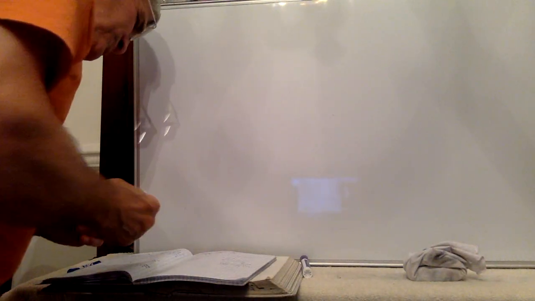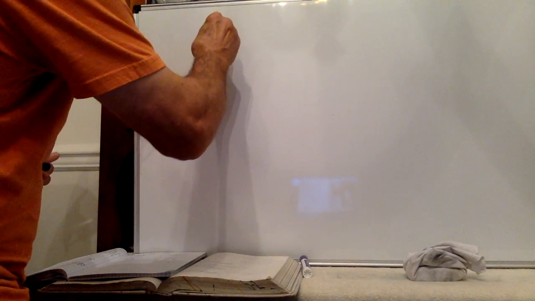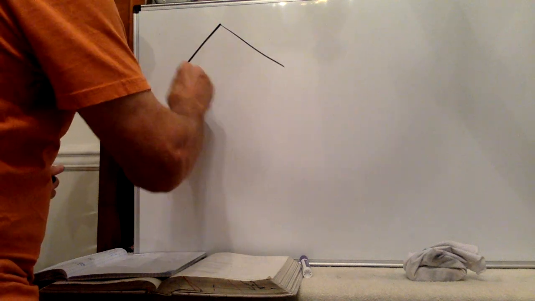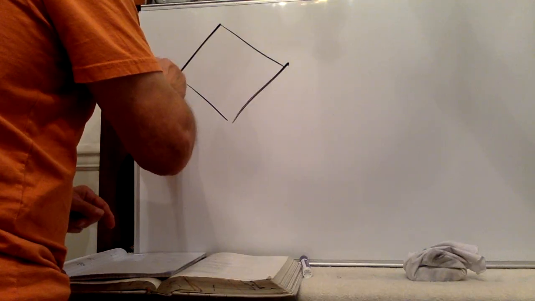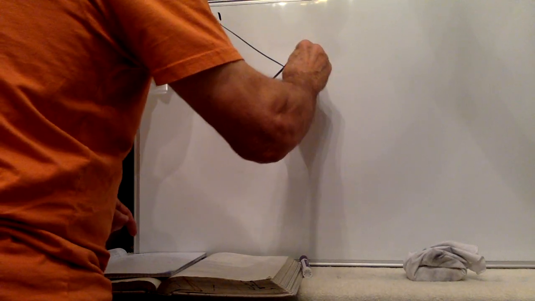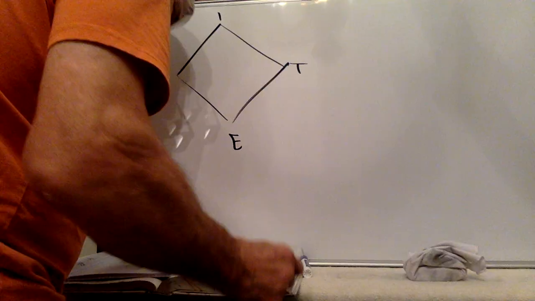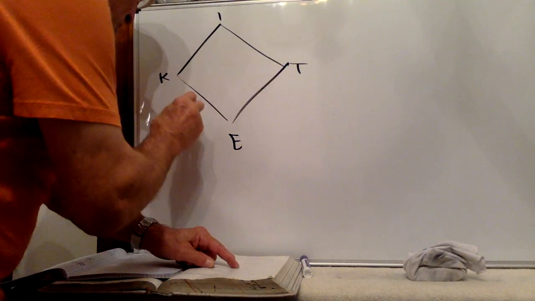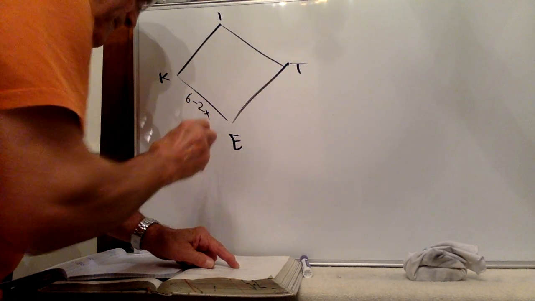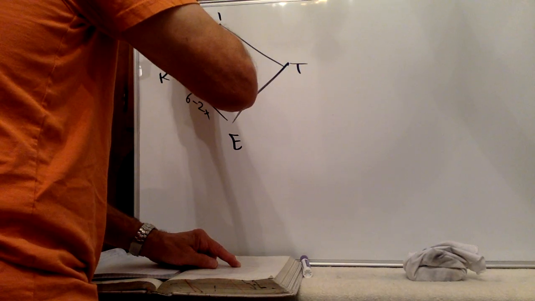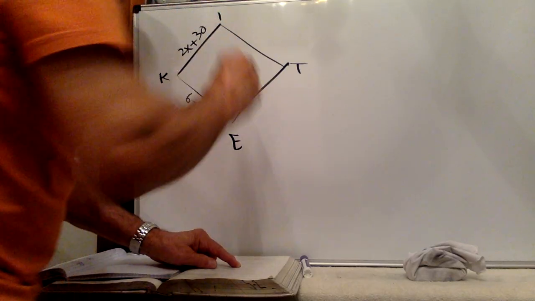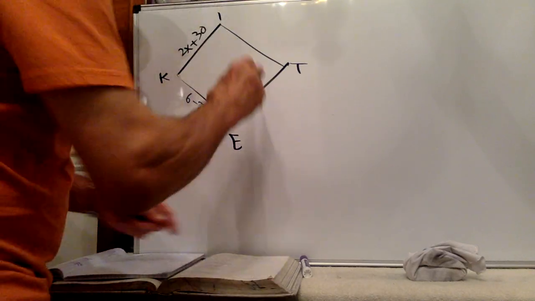And the last problem, number 21, again, numerical. It said you have a kite. And they told you that you've got 6 minus 2x. You've got 2x plus 30. And the side is 20 plus 3x.